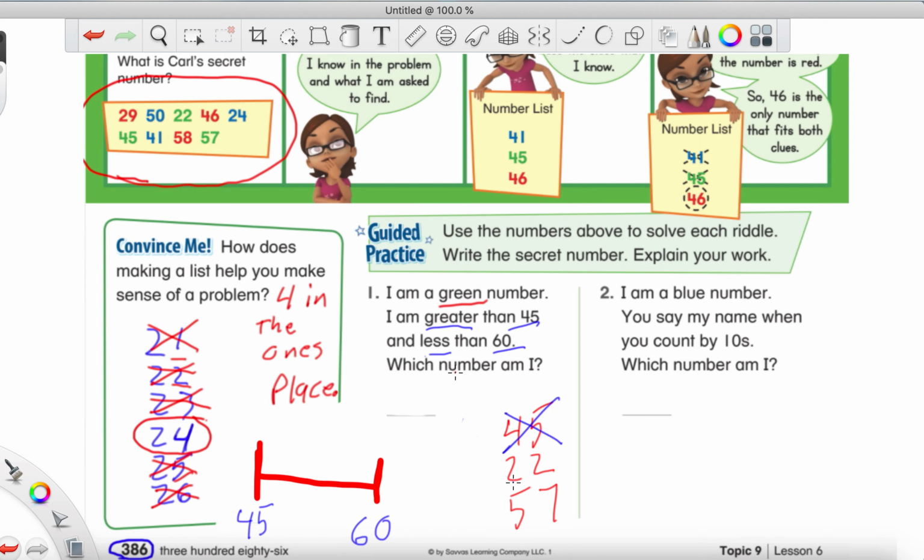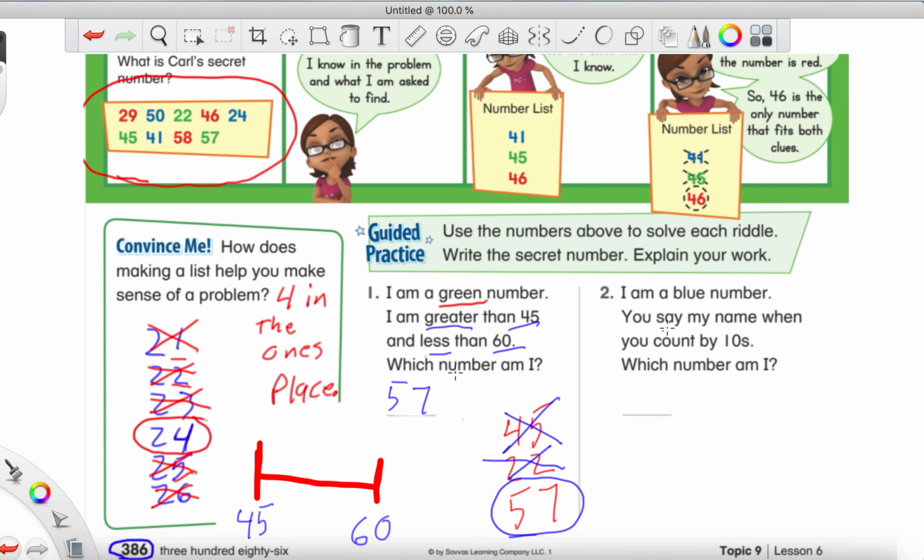Okay? How about 22? Is 22 greater than 45? Nope, it sure isn't. So already we know it's not going to be between these two numbers. Let's check our next one. 57. Is 57 bigger than 45? It is. Is it smaller than 60? It sure is. So this is our secret number. 57. That's how they got that answer, okay?